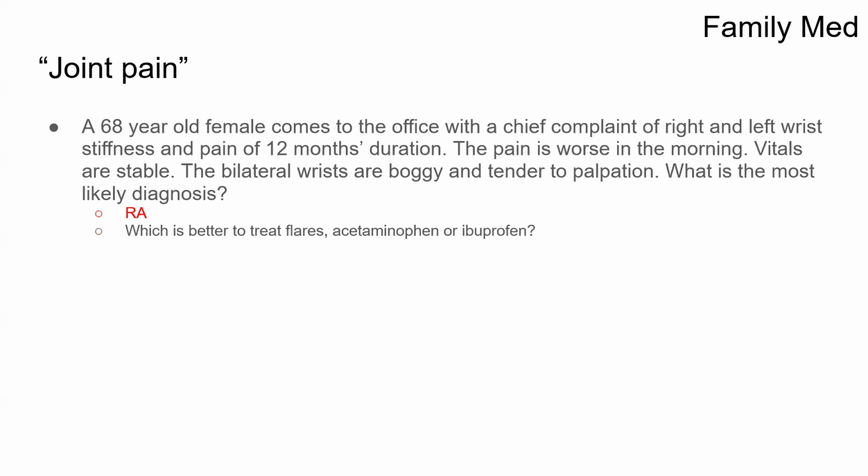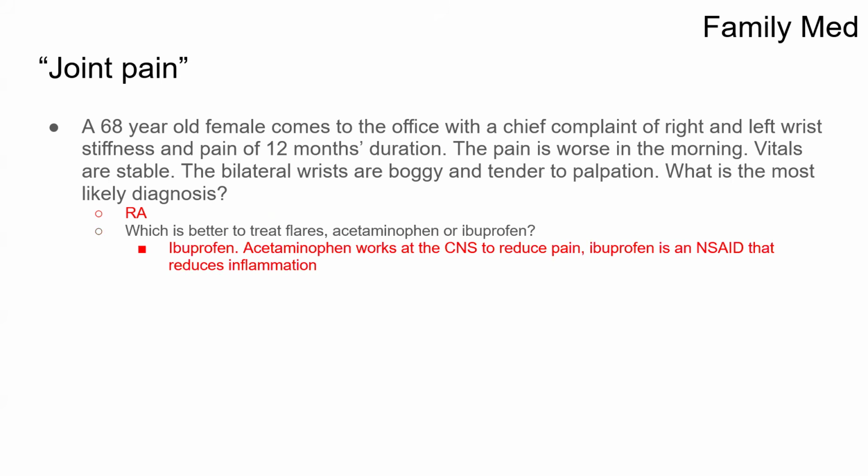I've seen this question a lot of times actually. Which of the following medications is better to treat flares or pain associated with rheumatoid arthritis, acetaminophen or ibuprofen? At first glance, you might think that these are the same, but they're actually not. Ibuprofen is the better choice here because it's an NSAID that reduces inflammation at the affected joint, whereas acetaminophen works at the CNS to reduce the sensation of pain. That's kind of how I conceptualize it. The actual mechanism of acetaminophen isn't entirely characterized, but it has more activity at the CNS.